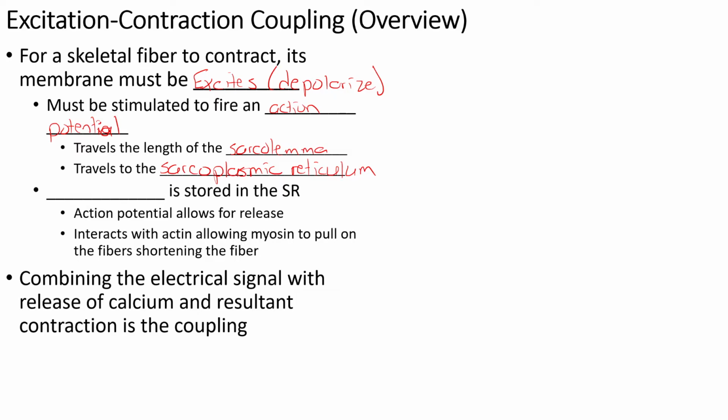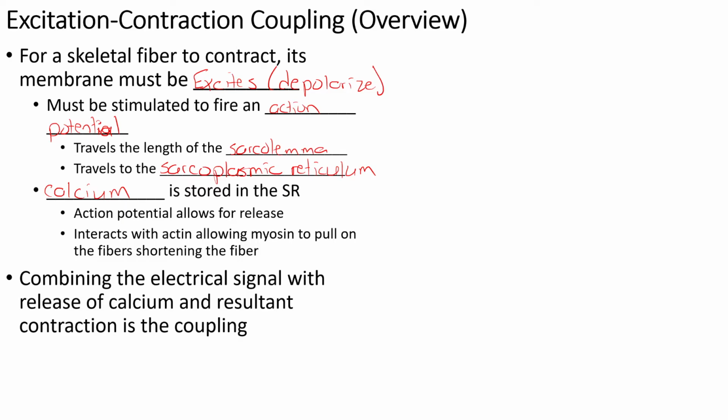The reason we have to do this is because there's an ion that is stored in the sarcoplasmic reticulum called calcium. And calcium is necessary to cause contraction. What the action potential does is signal the sarcoplasmic reticulum to release calcium. This calcium is going to interact with actin and myosin in such a way to allow the myosin to do its job and pull the actin. And when the actin is pulled, the muscle contracts.